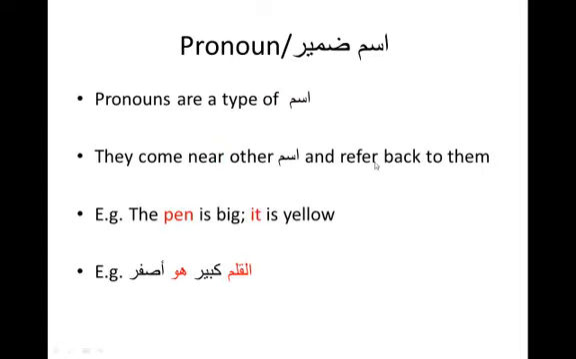All right, let's continue. So again, like I said, we're talking about ism dhamir. It's a type of ism, and it refers to another ism. It takes the place of another ism. You can talk your entire life, whether it's in English or Arabic, without ever using ism dhamir. You don't need them. They're not required.